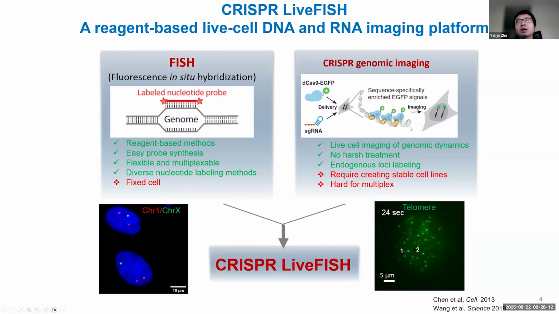And there is also CRISPR-based live cell imaging. Basically, we can construct a cell line that expresses dCas9 labeled with GFP and also the sgRNA. They will specifically bind to the specific chromatin site and can be visualized under the microscope. CRISPR-LiveFISH combines the advantages of these two techniques.